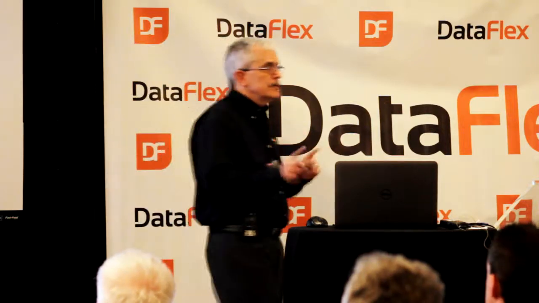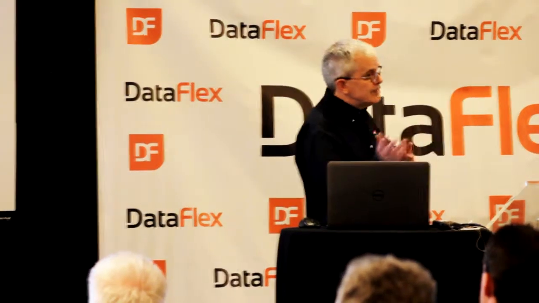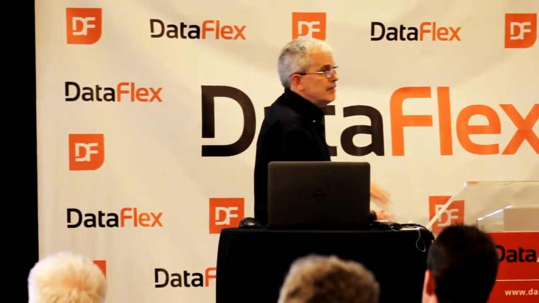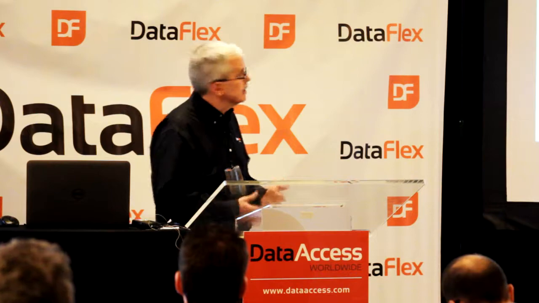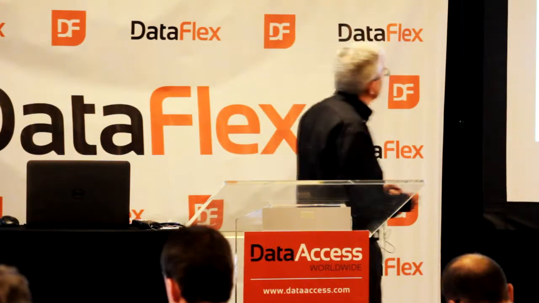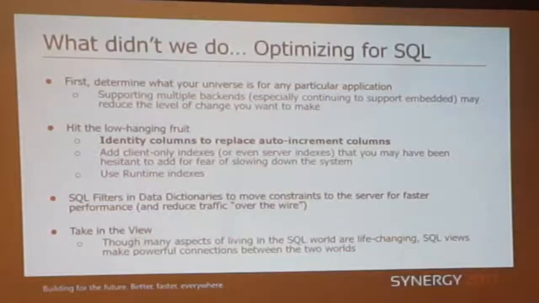But if what you're really going to do is move to SQL and leave the embedded database behind, now you want to start doing more. You want to start doing the things that are going to really unlock the power of the new environment that you're in. So you want to hit the low-hanging fruit first. One of the things that's the lowest hanging is identity columns.